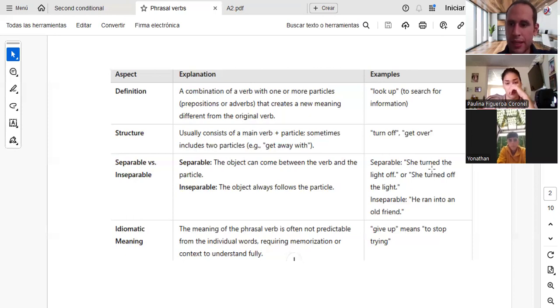So, let's check. Do you know the meaning of turn off? Como apagar. Apagar. Apagar. Good job. Get over. ¿No? ¿Podría terminar? Superar. Over es finalizar, pero get over is superar. So, remember, the meaning changed a lot when we mix the two words to create a new phrasal verb.